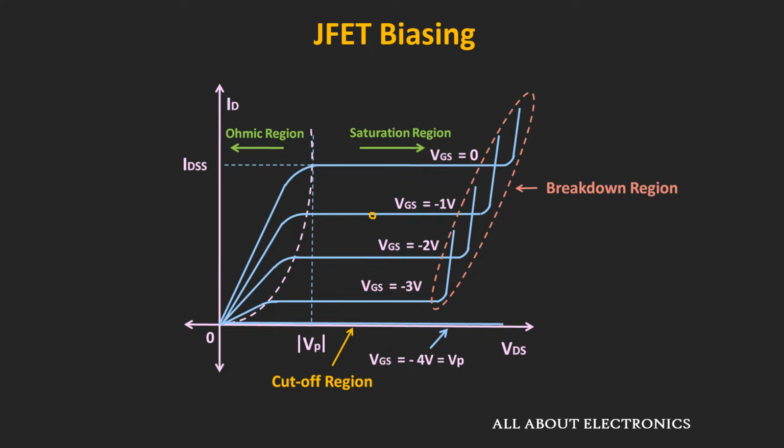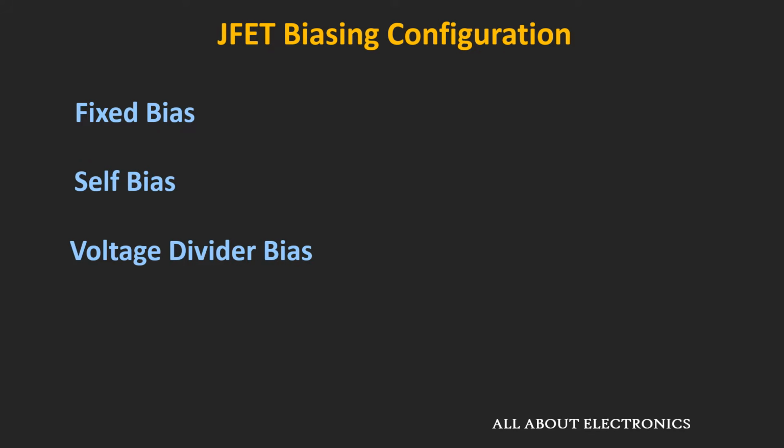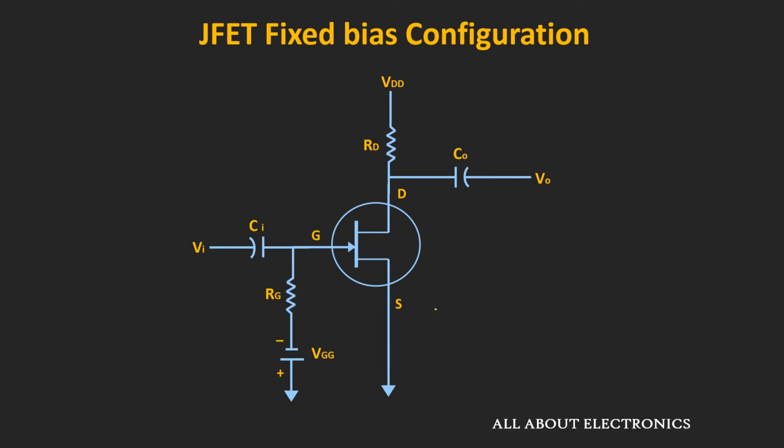And there are three different biasing techniques which are used for the JFET, which are fixed bias, self bias and the voltage divider bias. And in this particular video, we will learn about the fixed bias configuration. The circuit diagram shown in the figure is the fixed bias configuration of the JFET, which is used for the amplification of the AC signal.